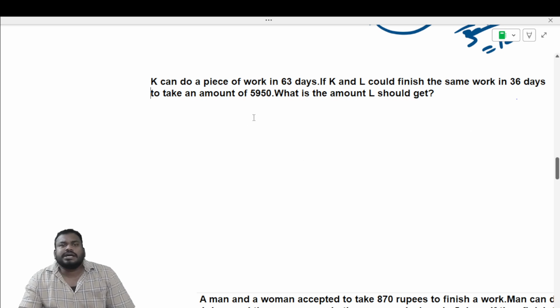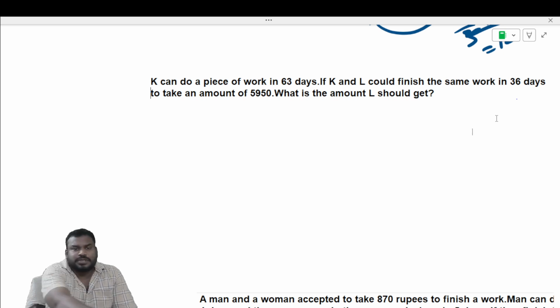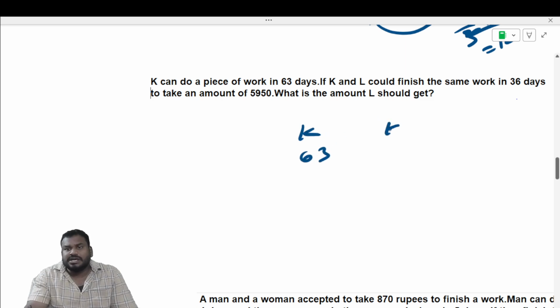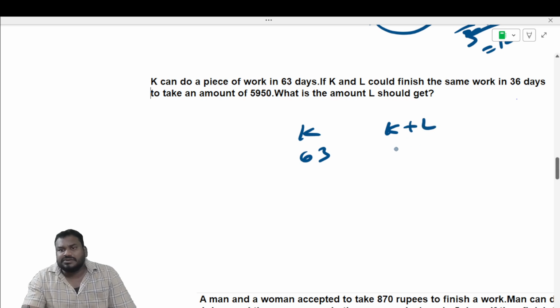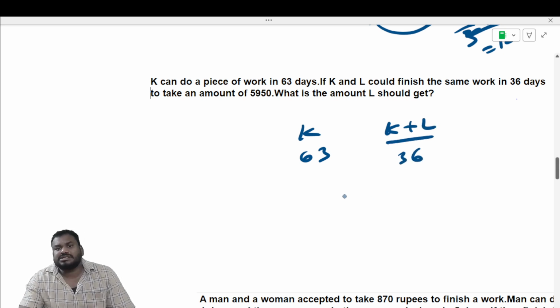Next, K can do a piece of work in 63 days. If K and L could finish the same work in 36 days to take an amount of 5950, what is the amount L should get? K can do a piece of work in 63 days. K and L could finish the same work in 36 days.